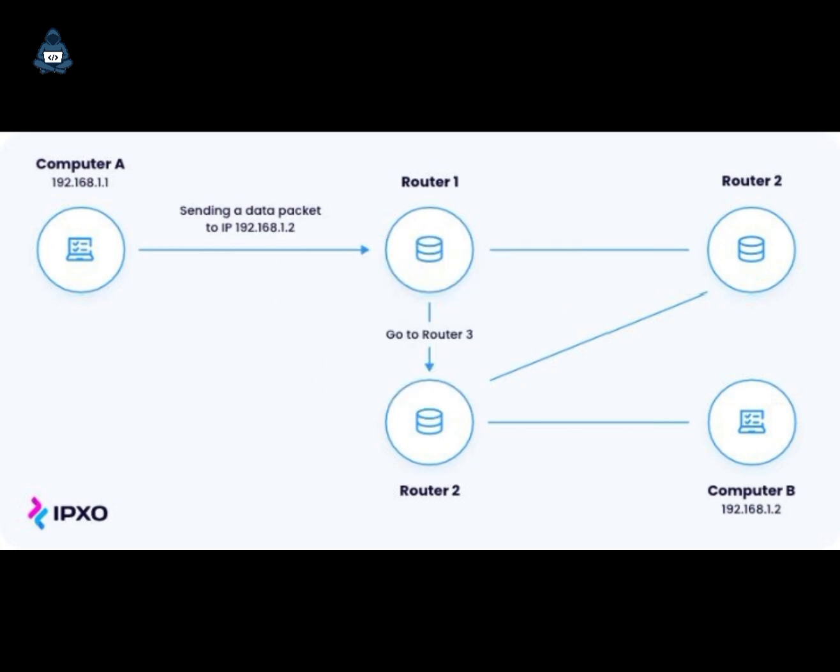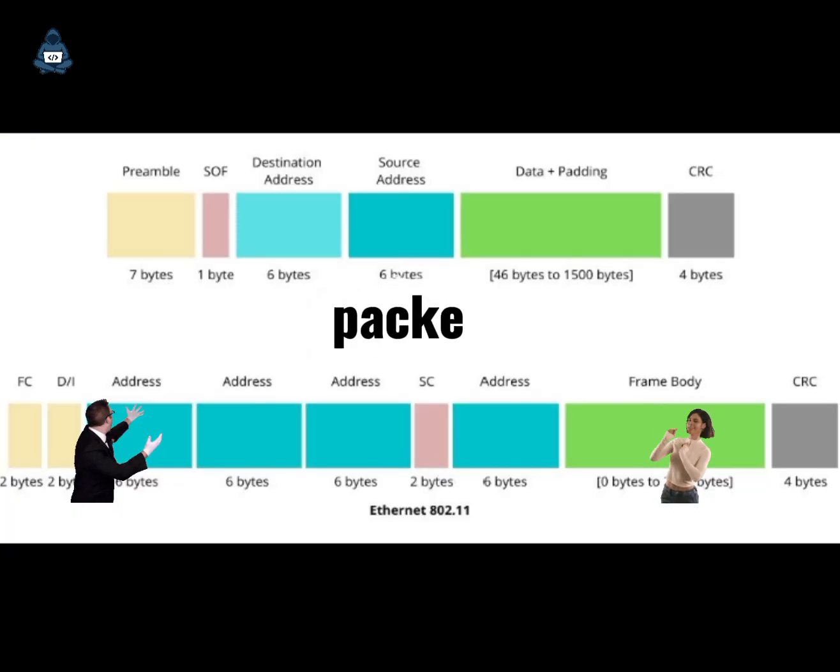Layer 2, the data link layer. This ensures that data is sent directly to the connected nodes without any errors using the MAC addresses. It is at this stage where data is broken down into chunks called packets.